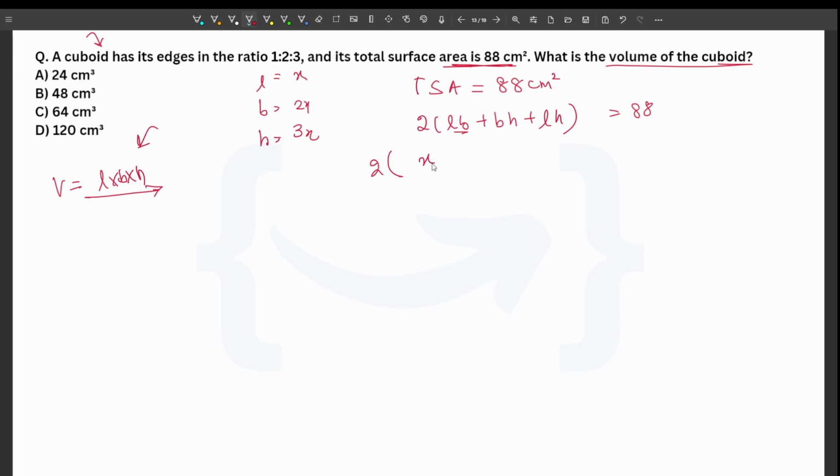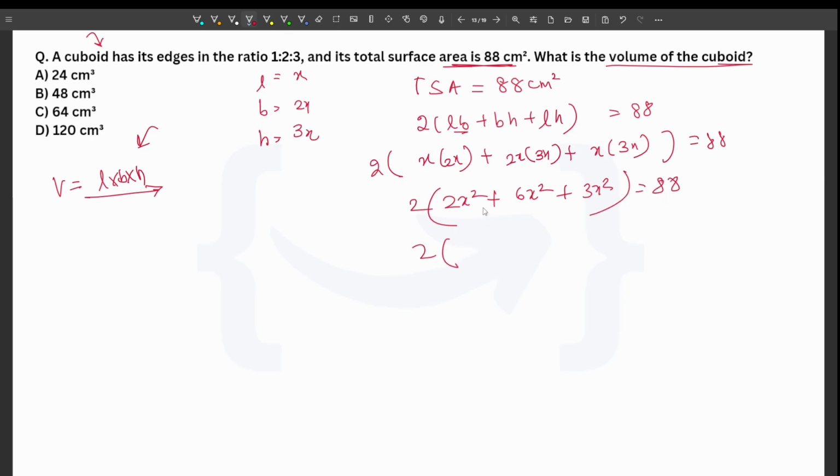So L would be x into B would be 2x, plus B, which is 2x, into h, which is 3x, plus L, which is x, into h, which is 3x, and we have 88 on my RHS. Yes. So it will become 2x square, 6x square, 3x square. So it will become 2 of 11x square is equal to 88. So it becomes 22x square is 88. So 11 2 times is 22, 11 8 times is 88.